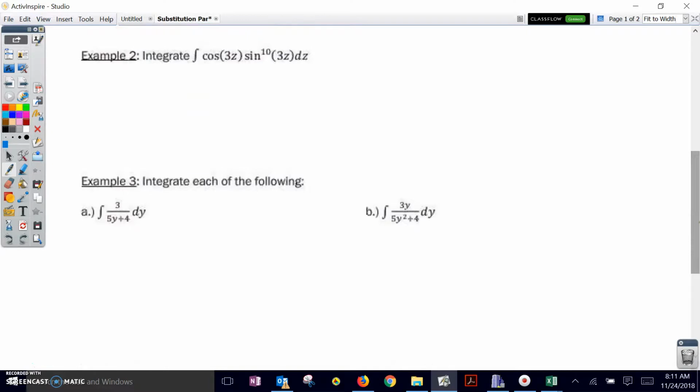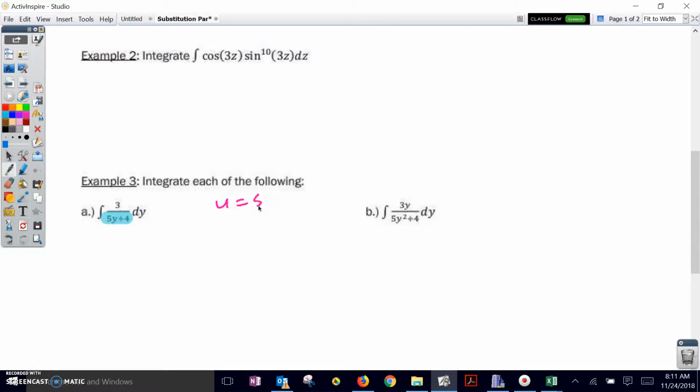We're finding the integral of 3 over the quantity 5y plus 4 dy. So looking at this, my first thought for substitution, usually we're looking for things that are inside of composite functions, and frequently a good substitution is the denominator of a fraction. It's not always our best substitution, but very frequently a good substitution for us is the denominator of a fraction. So for this one, I'm going to make my denominator my substitution, and we'll see what happens.